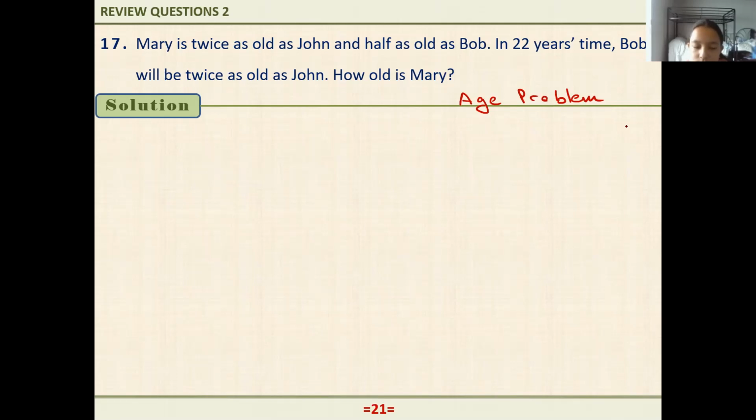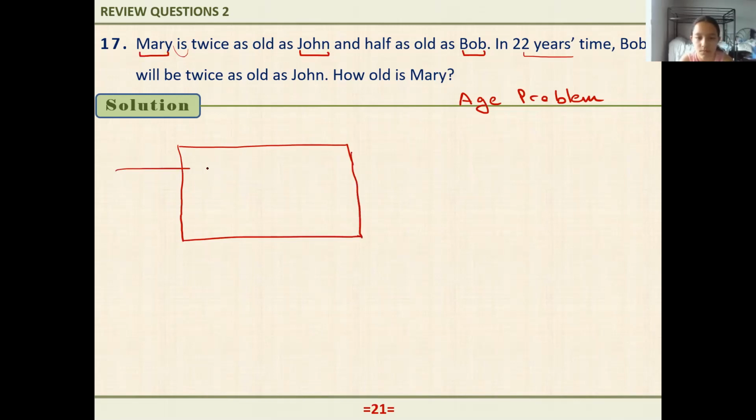So solving an age problem, one of the best techniques is using tabulation. That means draw a table and write your data in the table. So how many people are we talking about? We are talking about Mary, right? And John and Bob. So I'm going to make this kind of table. And also we are talking about two different times, right? That is now, which means we are talking about the present time. And 22 years' time, we are talking about the future, right? So now I will make this table. Here we have 3 people, now and 22 years later, right?